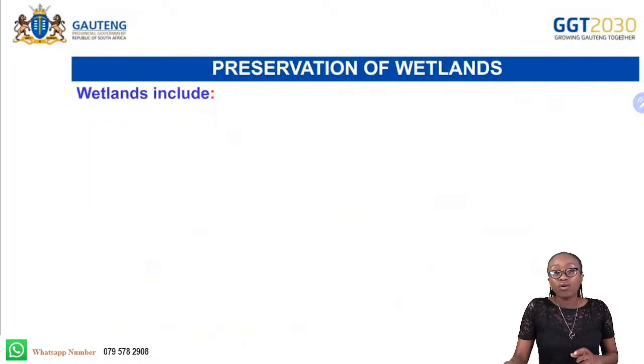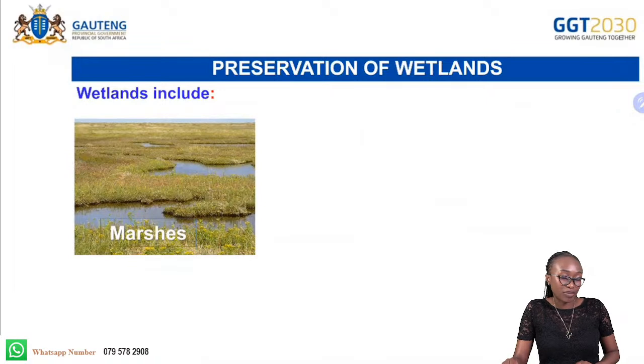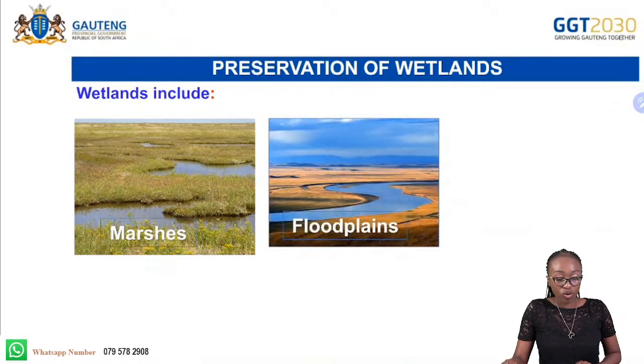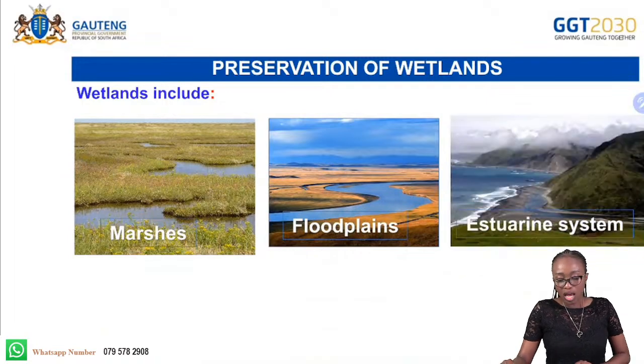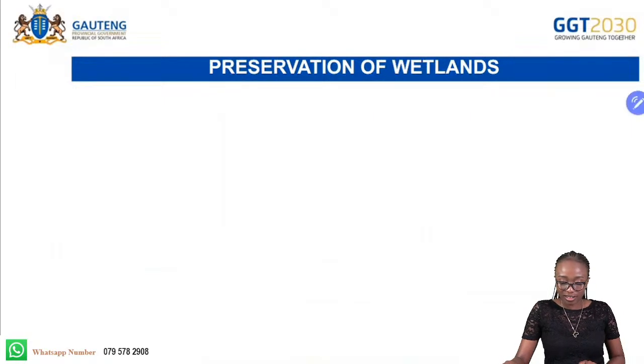Okay, now what do wetlands include? There are different types of wetlands. We've got marshes. There's a picture to show you what marshes look like. We also have what are called floodplains, and we have what are called estuarine systems. So these are different types of wetlands that exist.